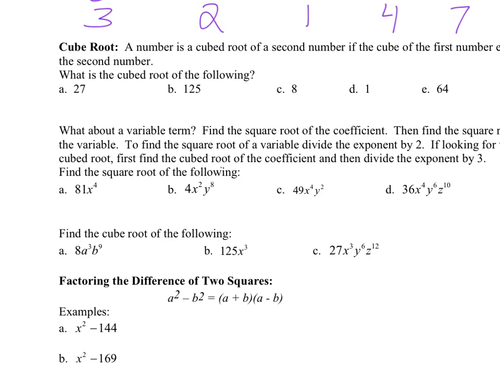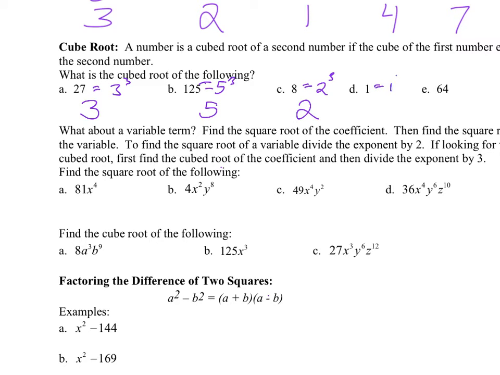A number is a cube root of a second number if the cube of the first number is equal to the second number. So 27 is 3 cubed, so its cube root is 3. 25 is 5 cubed, so 5 is its cube root. 8 is 2 cubed, so 2 is the cube root.